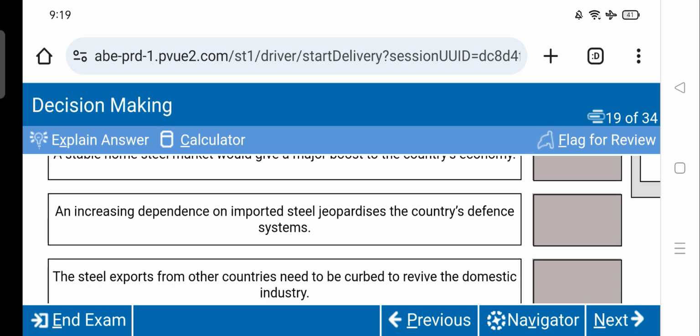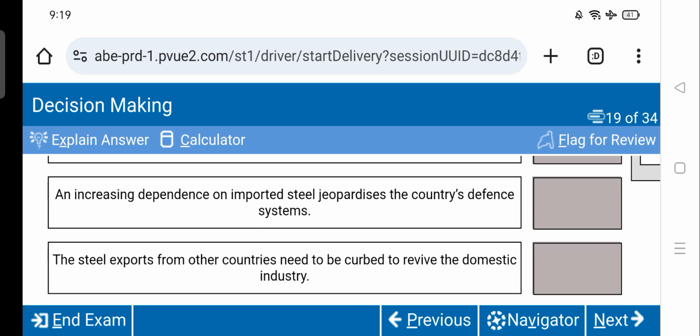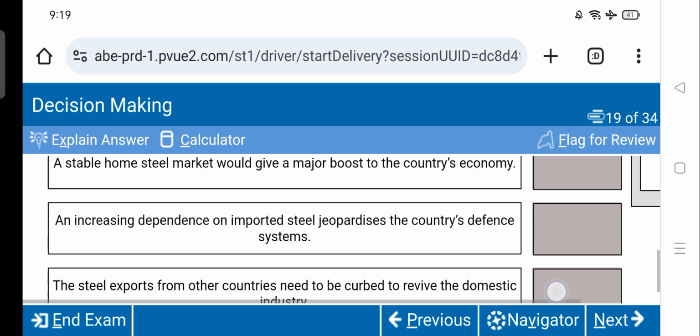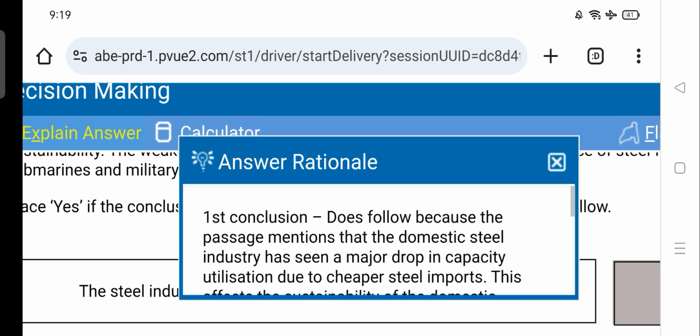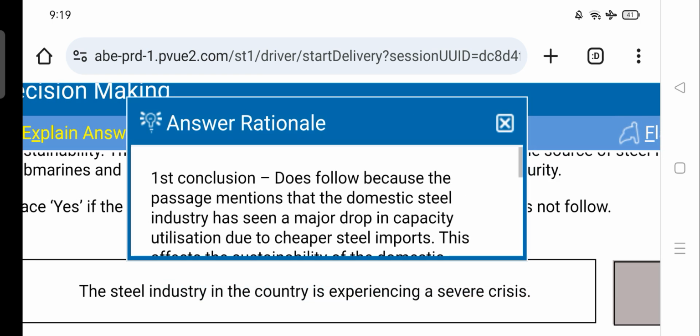An increasing dependence on imported steel jeopardizes the country's defense system. The steel exports from other countries need to be curbed to revive the domestic industry. So here we have these 5 conclusions. So let's see which one does follow and which one does not.